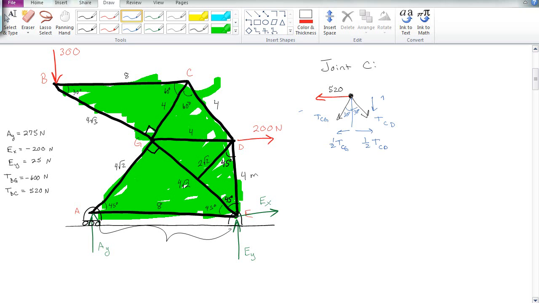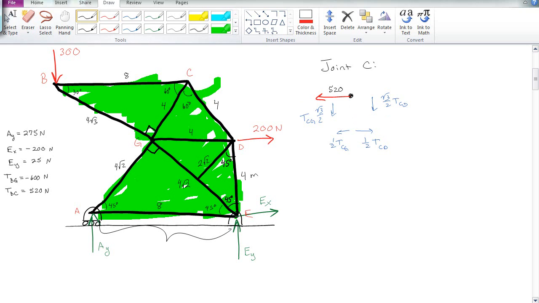This direction is root 3 over 2 TCD. Now this guy is all taken care of, and this guy is root 3 over 2 TCG, like that. And then these guys can go away. So I've got all those different little components of those forces going through. I'll get rid of the ones in it.